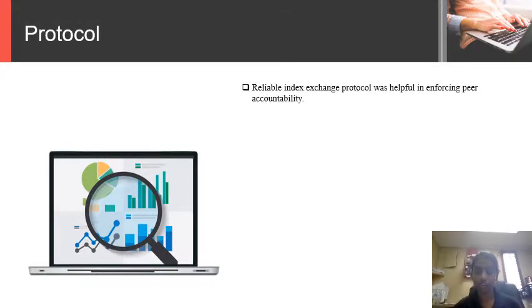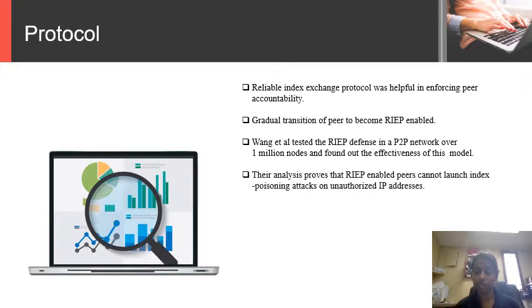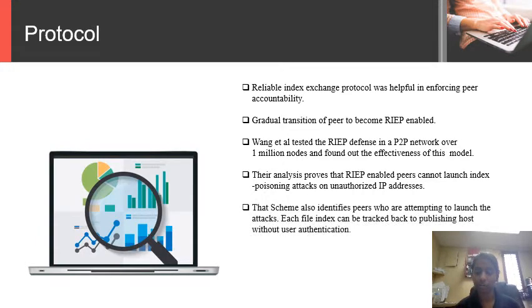the Reliable Index Exchange Protocol, RIAP, was proposed as it helps peer accountability. Wang et al. tested the RIAP defense in a peer-to-peer network of over 1 million nodes and found the effectiveness of this model. It proves RIAP-enabled peers cannot launch index poisoning attacks on unauthorized IP addresses. It also identifies peers who are attempting to launch the attacks. Each file index can be tracked back to the publishing host without user authentication. RIAP effectively reduces the attack traffic towards the targeted victim.